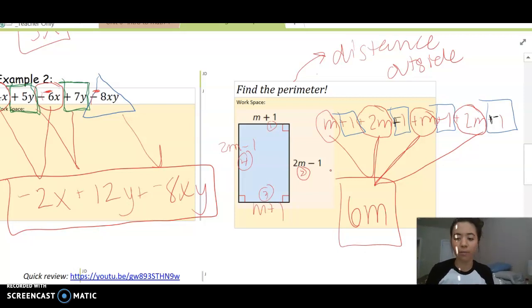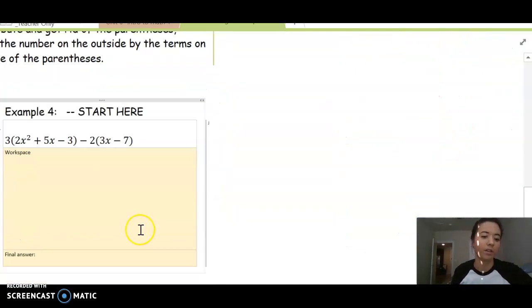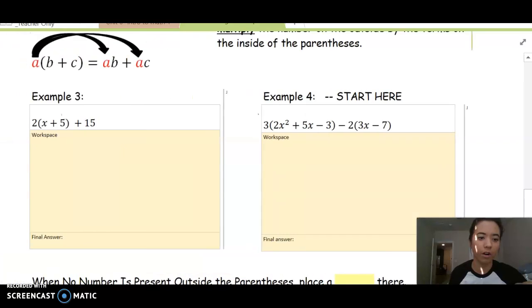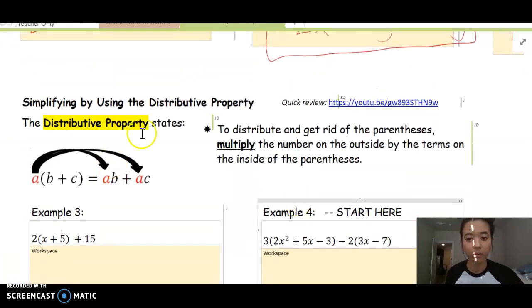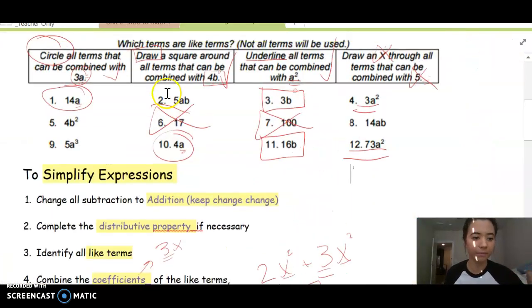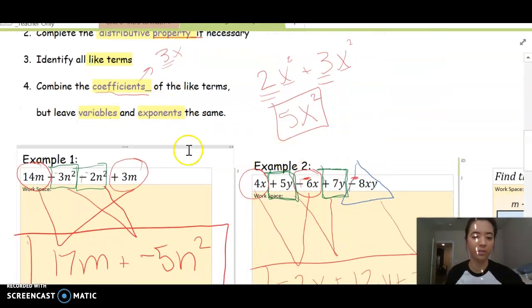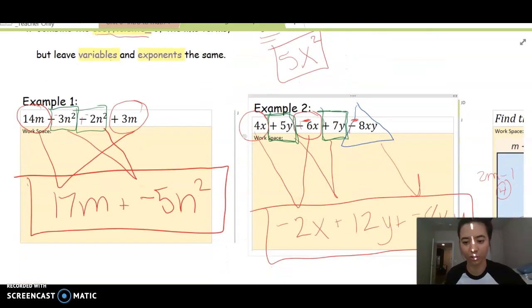Okay, I know there's a lot more to these notes down here. We're going to be going over all of this stuff again today, so don't worry about that. Just make sure you understand how to do this part, combining your like terms.